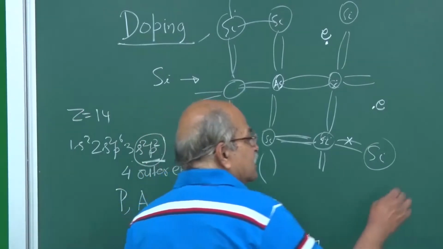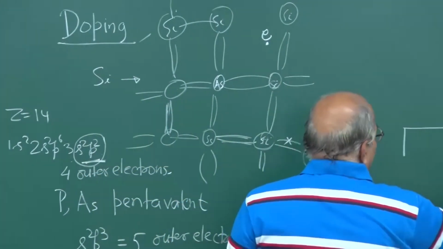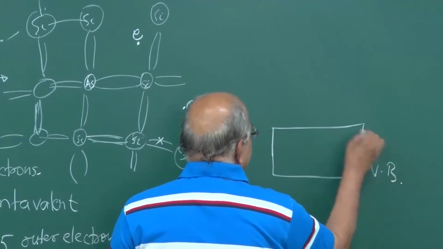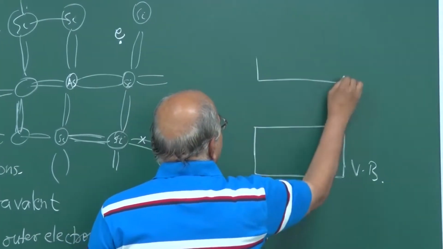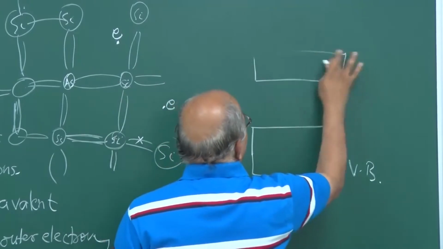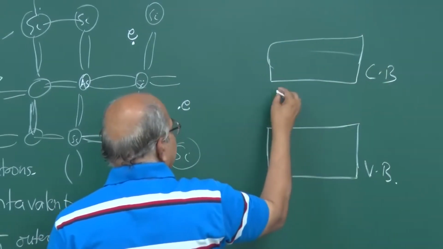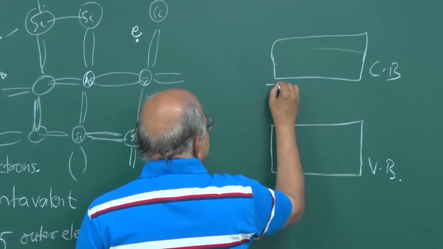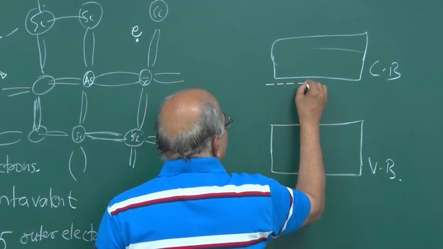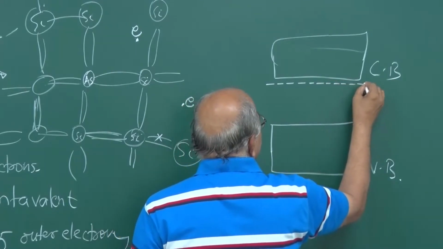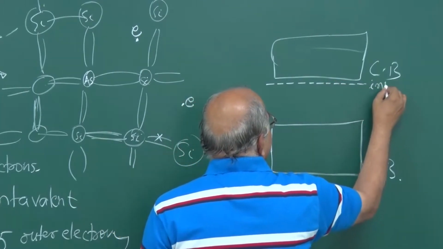So in this case, for pentavalent impurities, if this is the valence band and this is the conduction band and this is the gap, the new energy levels are created close to the conduction band, somewhere here. This is the impurity level.